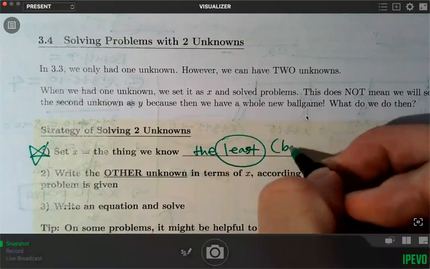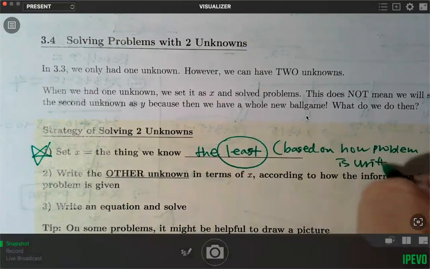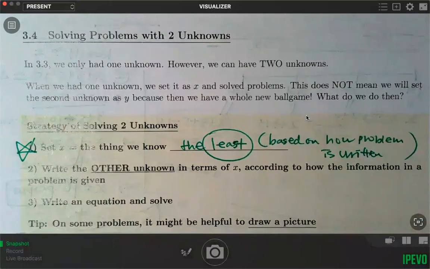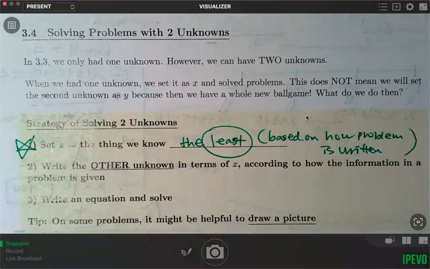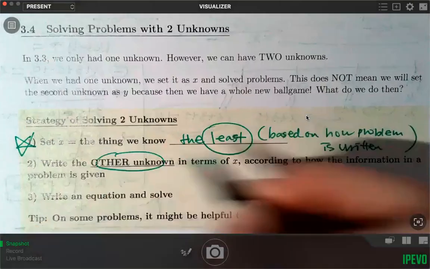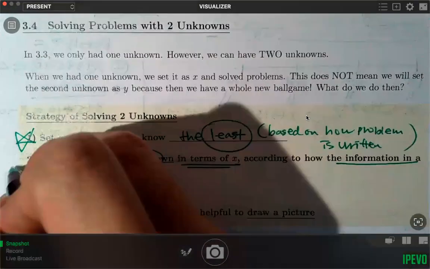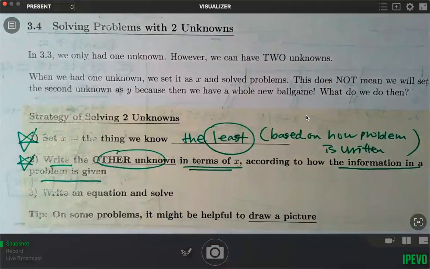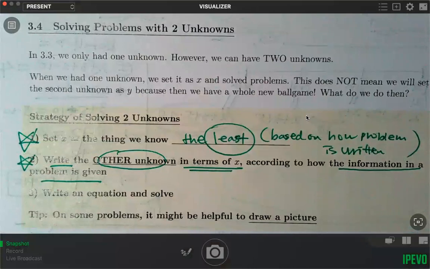Okay, based on how the problem is written. Okay? So there will be, like I said, two unknowns, and we will know just a tad more about one of the unknowns. For the other unknown, we know nothing, and that's set to be x. Okay? That has to be set equal to x. So now, what do you do about the other unknown then? So for the other unknown, we have to write it in terms of x, using the information in the problem. Okay, so x is the unknown that we know least about. And then the other unknown has to be represented in terms of x. And then write the equation and solve.